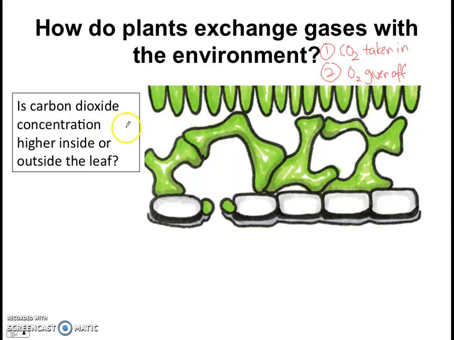So let's begin with carbon dioxide. Now, taking a look at this diagram here, ask yourself, is carbon dioxide concentration usually higher inside or outside the leaf?